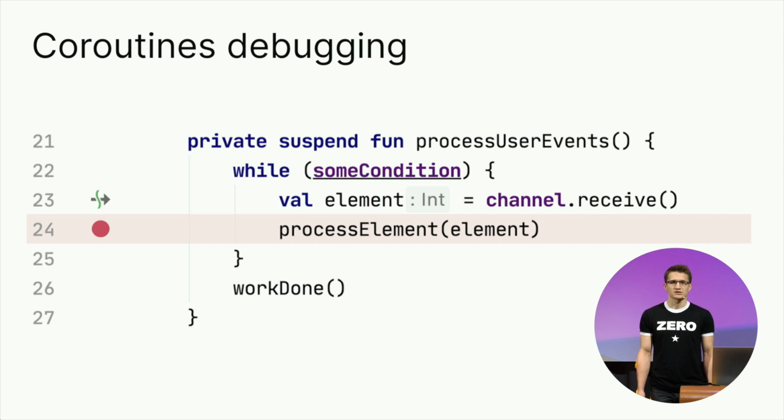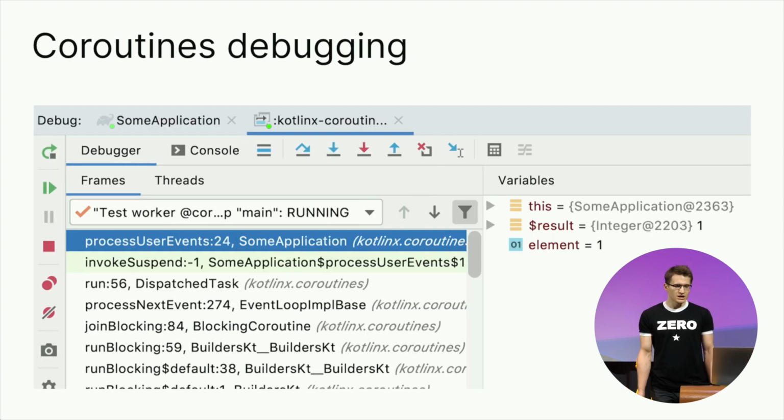Previously, you would see something like this. Our latest stack frame, which is our process user events, its local variables, its arguments, and that's it. You won't be able to see, let's say, who called this function, or what local variables or arguments the caller had. And it's not because the stack trace is broken. No, it's a real stack trace. It is because of how coroutines are implemented internally. But still, it's not what you want to see, because it's not that useful.